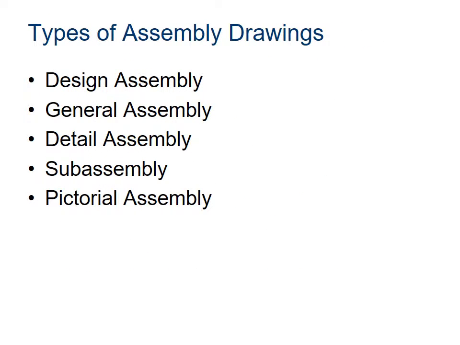There are several different types of assembly drawings. There's a design assembly, general assembly, detail assembly, sub-assembly, and pictorial assembly. Most of these names are sort of self-explanatory. Design assembly is for details about the design. General is sort of a catch-all. Detail is when you go into specifics, like the one that was shown in the example. Subassembly is when you have a really complicated part and you need to show how a subpart is put together. And a pictorial assembly is what you use for basically selling your part.